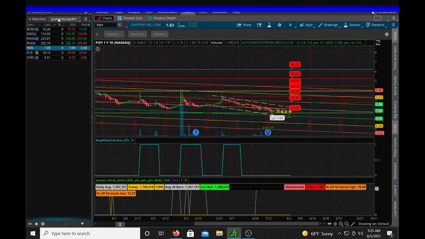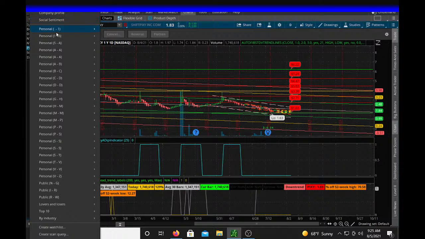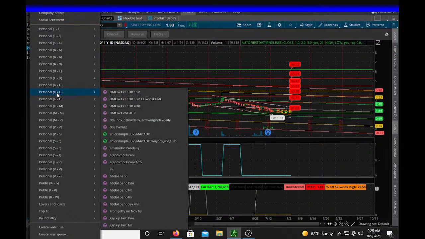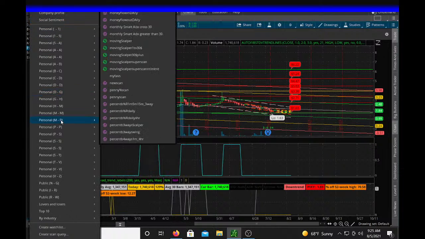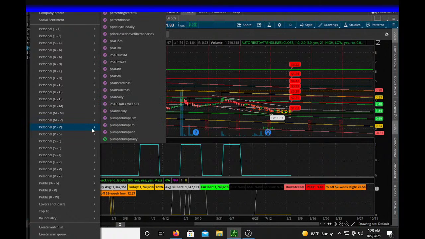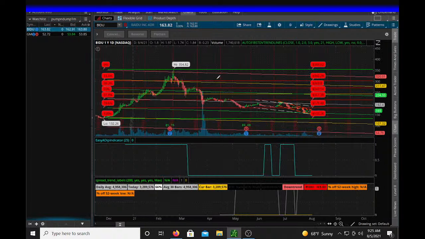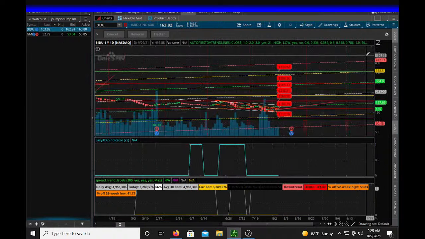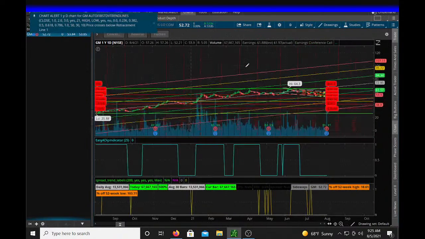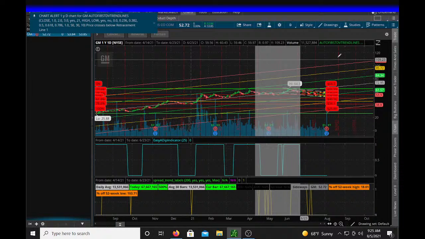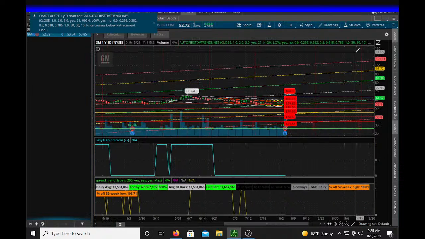And these are all on the pump and dump 4-hour time frame. So that means they'll probably move within the first 4 hours of the market. Now we can go and look up pump and dump 1 minute, and we get Baidu and GM. And you pretty much guessed what that is. That's going to be a big move within the first minute or so.